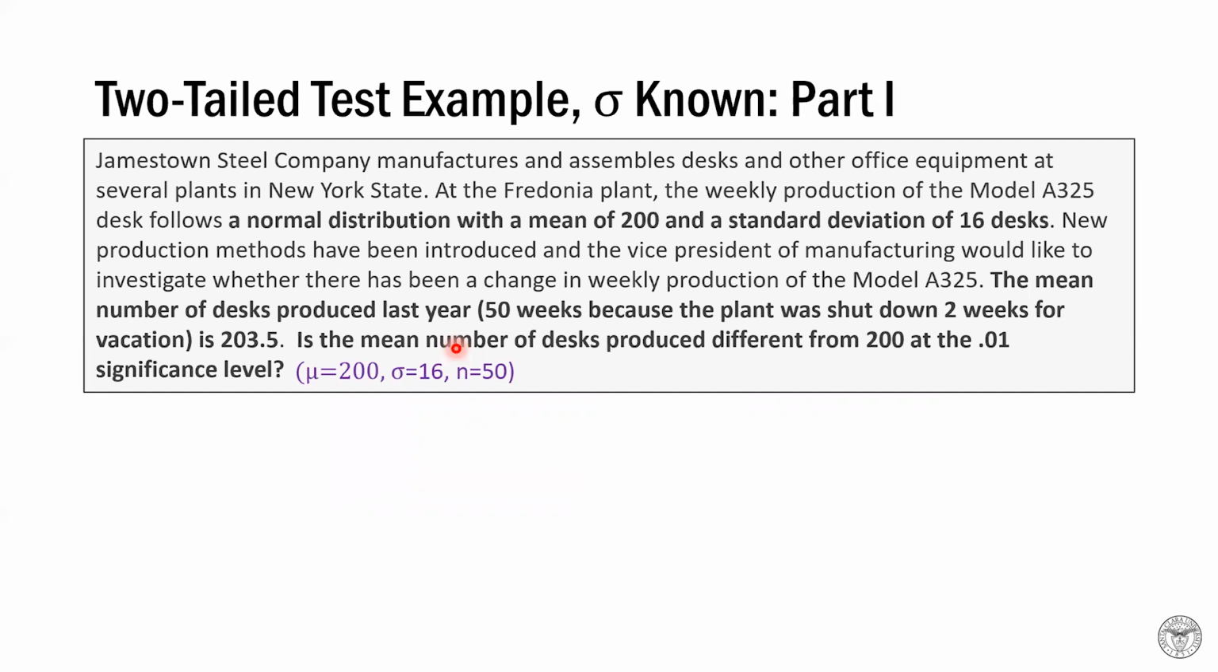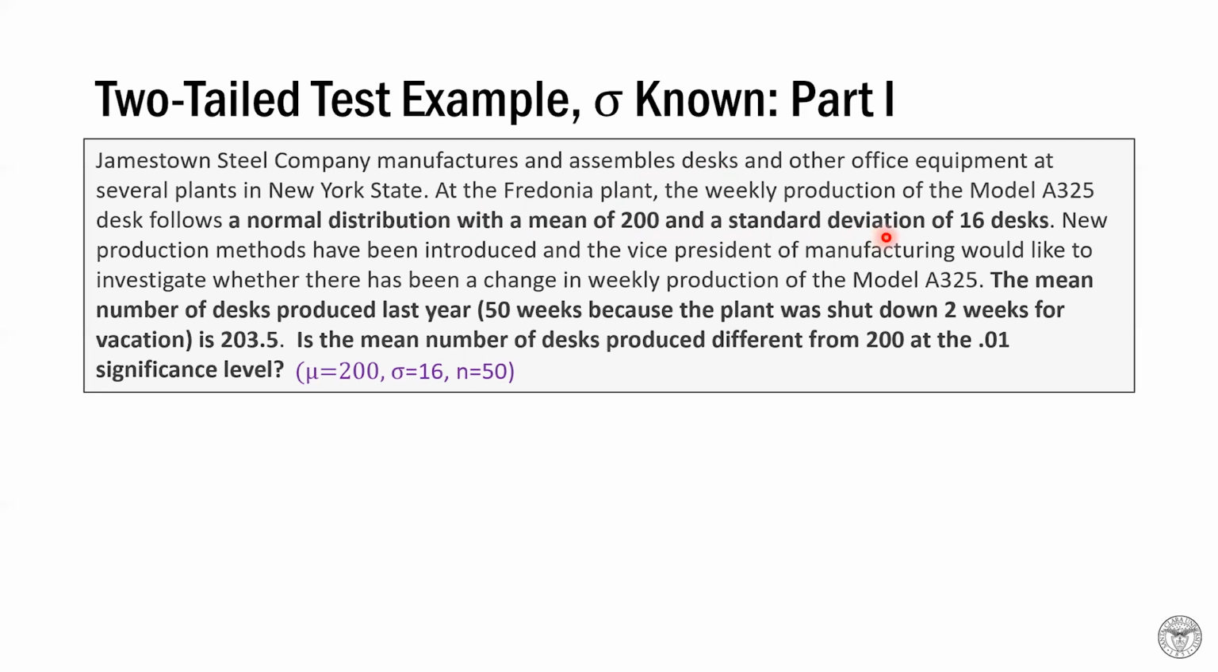We use the 6-step procedure to do this two-tailed hypothesis test. To give you more background information of this small case, please let me read this case to you at first. Jamestown Steel Company manufactures and assembles desks and other office equipment at several plants in New York State. At the Fredonia plant, the weekly production of the model A325 desk follows a normal distribution with a mean of 200 and a standard deviation of 16 desks.